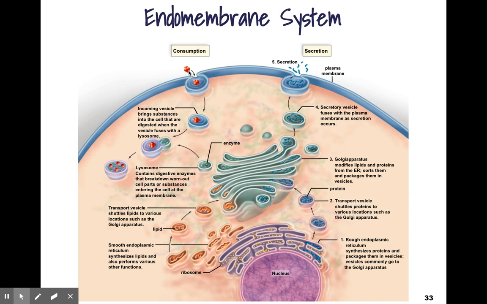Okay. Consuming, also known as endocytosis, is when your cell is taking something in. So here's this molecule here. Notice now it's forming a vesicle. This vesicle now brings the substances into the cell to get digested with the lysosomes and gets broken down. Okay.